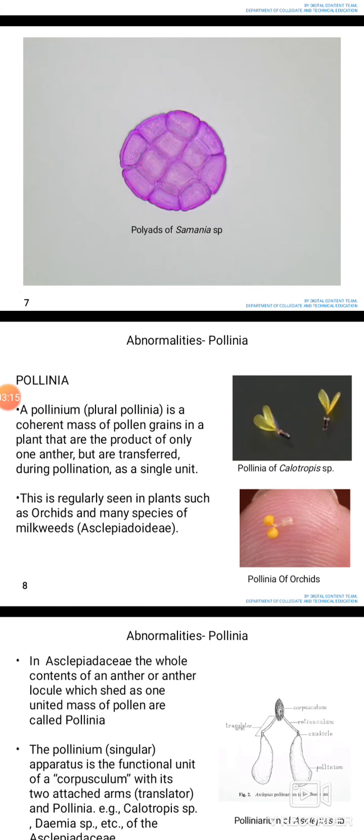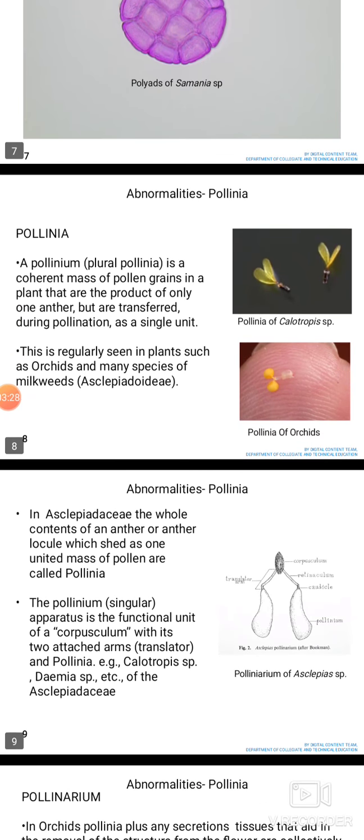In Asclepiadaceae, the whole content of an anther or the anther locule which is shed as one united mass of pollen is called pollinia. The pollinium apparatus is the functional unit of a corpusculum with its 2 attached arms which are known as translators, and the pollinia. Example, Calotropis.